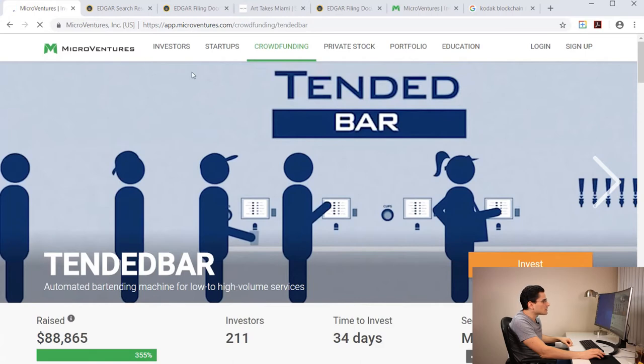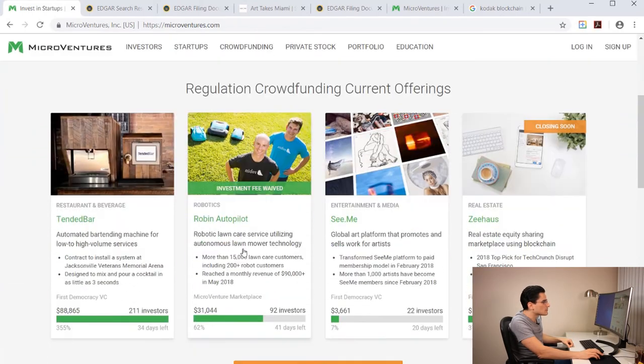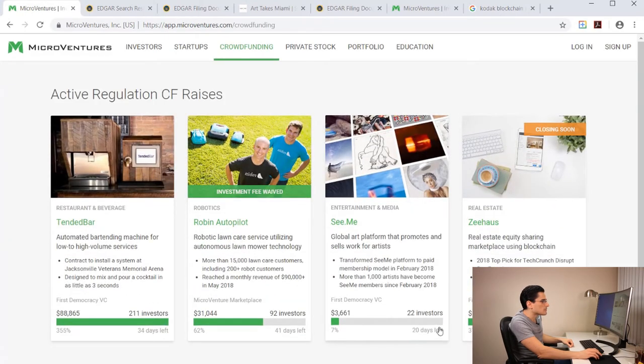And in summary, I honestly don't see how any of these opportunities can lead to positive returns. We've looked at all four that are available here: Z-House, See-Me, Robin Autopilot, and Tended Bar. A lot of these seem like atrocious ways to spend money. But hey, could one of these be the next Apple? Maybe. There's nothing really preventing that from happening. I just, this Tended Bar situation, I have no idea how they're going to actually make this product given their numbers and what they're looking to raise here.